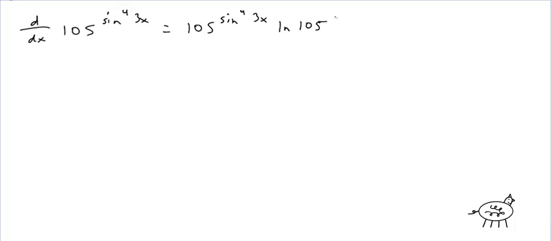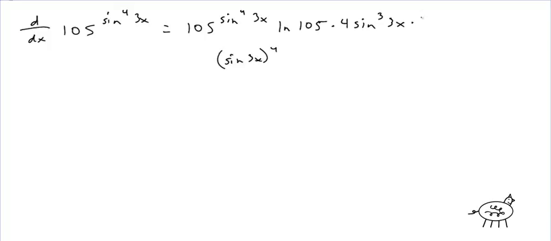Let's keep going here. d by dx of 105 to the sine to the 4th of 3x. Looks a little brutal. Not really though. So of course that's just going to be 105 to the sine to the 4th of 3x. And then we have to do, of course, the natural log of 105. And then we got to start using our chain rule. What's the derivative of sine to the fourth? Remember, that's going to be written as sine of 3x to the fourth. So it's going to be times 4 sine cubed of 3x.